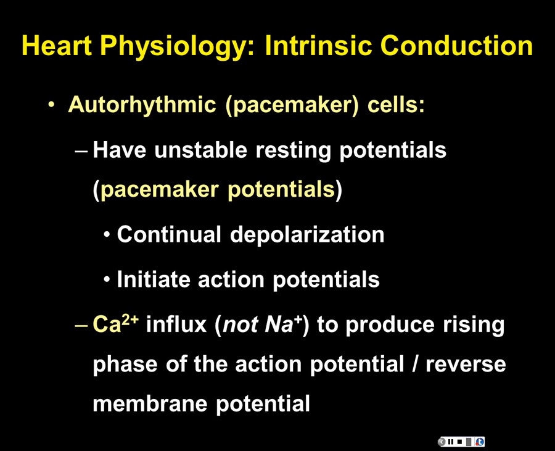So specifically, the SA node, specifically the AV node, those cells are leaky to, what do you see up there? Calcium. Make a huge star so you don't get this confused. Calcium leaks into our SA node, leaks into our AV node, causing it to depolarize and cross threshold. Cross threshold, generate an action potential, go back to rest, cross threshold. It just goes continuously. Hence the name pacemaker cell.